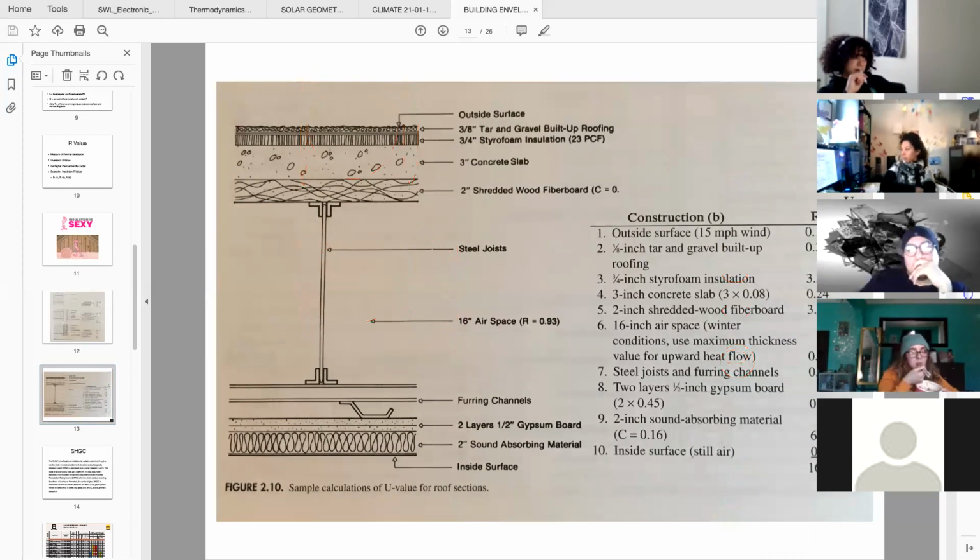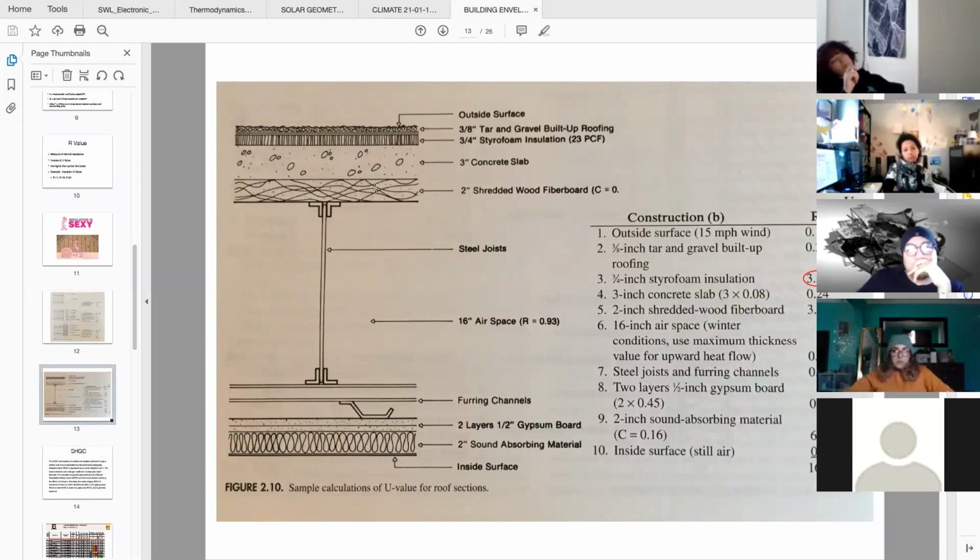Okay, this is a roof assembly with an outside roofing surface, built up roof with 3/4 inch of styrofoam insulation, which let's jump down there and see. 3/4 of an inch of styrofoam. That gets us just over R3.